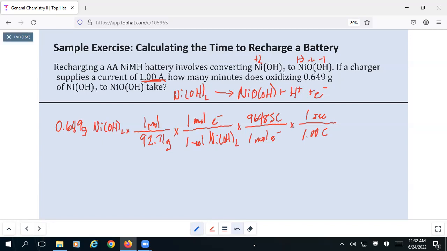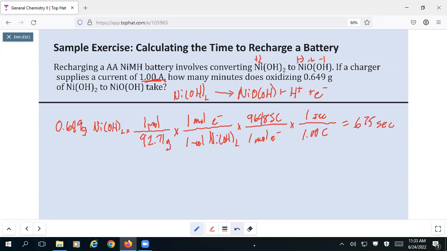So 0.649 times 96,485 divided by 92.71. And so it will take 675 seconds to oxidize this process.